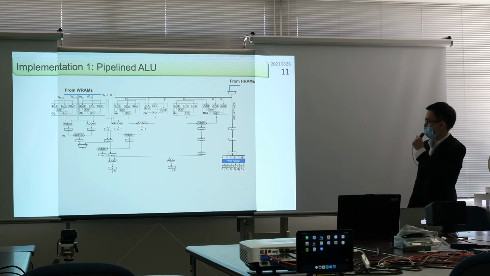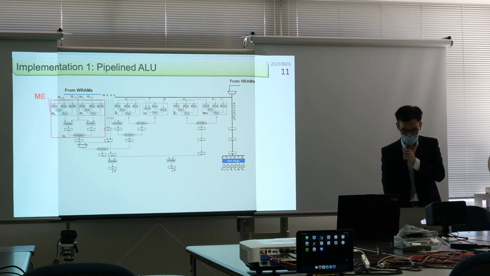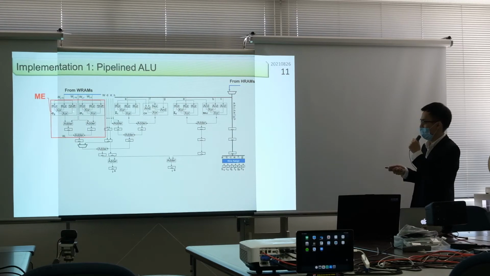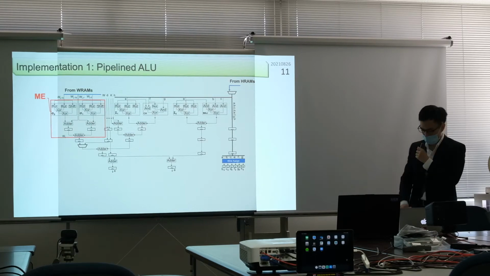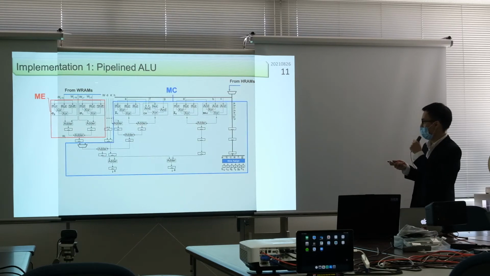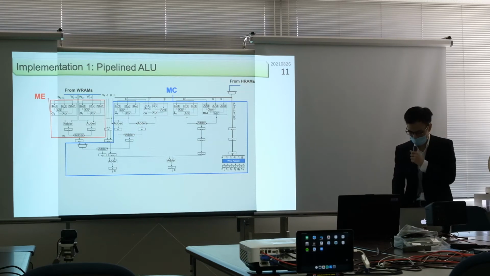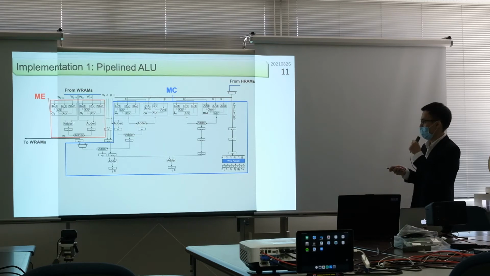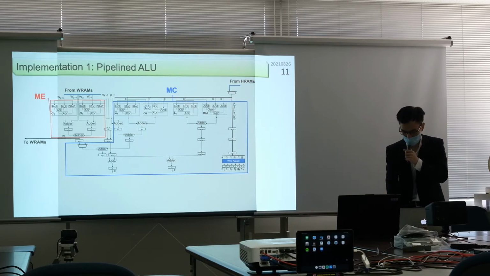And this is the hardware implementation of the pipelined RU. We have the ME here. The input of the ME is the input data. And we have the MC here. The input of the MC is the initial value. After 2 clocks, the output of the ME will be available, and it will be stored to the local memory. At the same time, it will also be transferred to the MC for the next calculation stage.